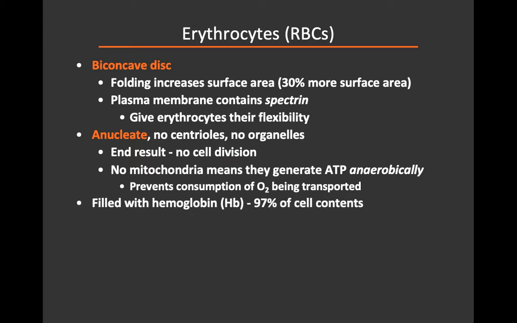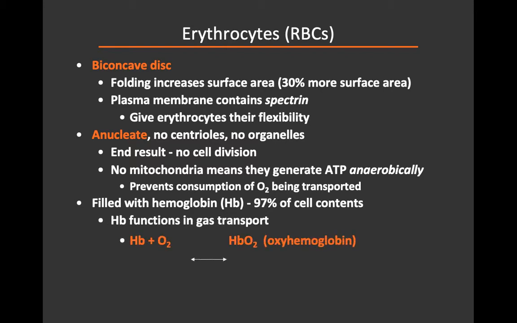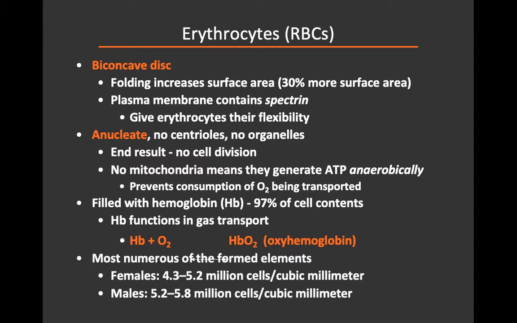We're filled with hemoglobin. There's about 1 million hemoglobin molecules per red blood cell. So that's about 97% of the cell's content. And so what's going to happen is our hemoglobin is going to bind to oxygen, and we're going to produce what's called oxyhemoglobin. And as far as the numbers are concerned, the red blood cell is what's referred to as a formed element. In females, we have between 4 to 5 million cells per cubic milliliter. And in males, we have about 5.2 to 5.8 million cells per cubic milliliter.